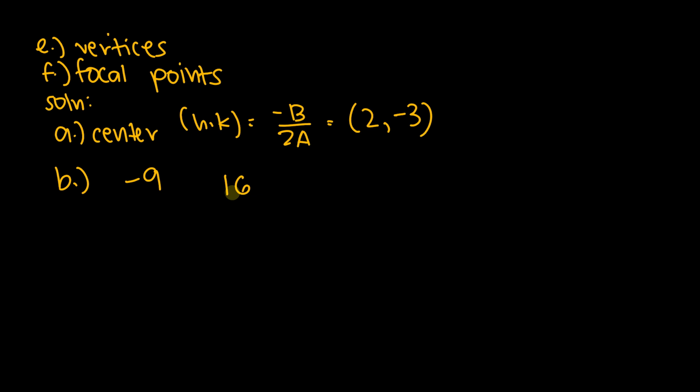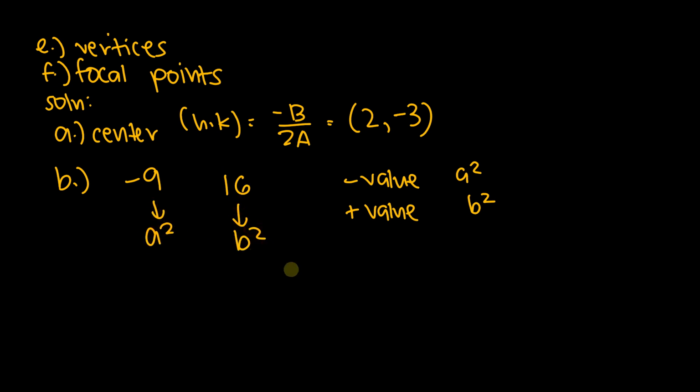Then, take note, class, that the negative value would be your a squared, and the positive value would be your b squared. So in this case, your negative value is negative 9, so that is a squared. And the positive value goes to b squared. So meaning to say, your a, taking the square root of 9, is 3. And your b, taking the square root of 16, that's 4. So that is your answer for letter B. Okay? So a is 3, b is 4.